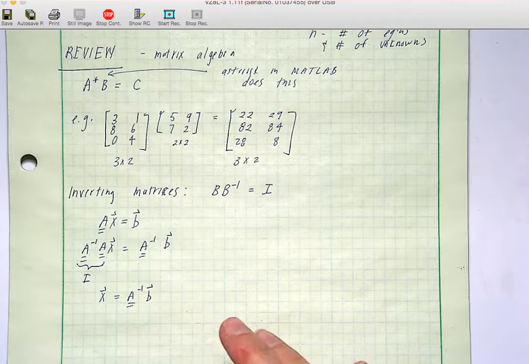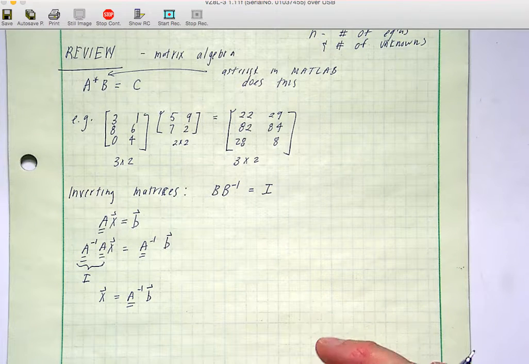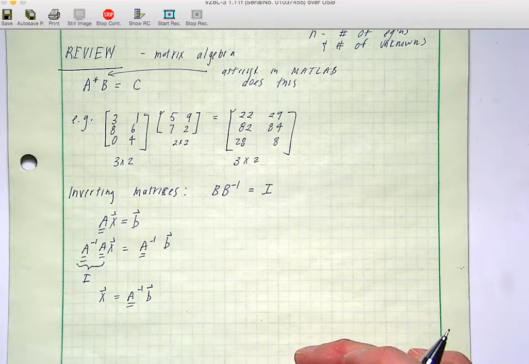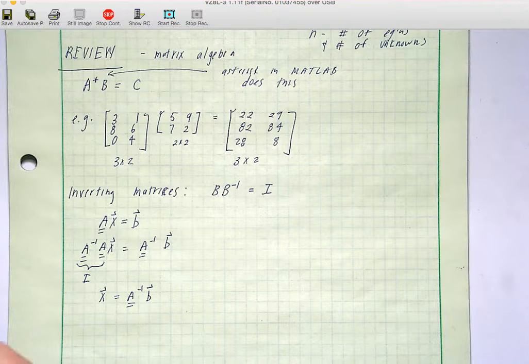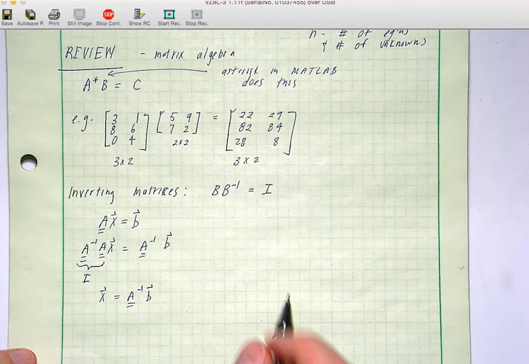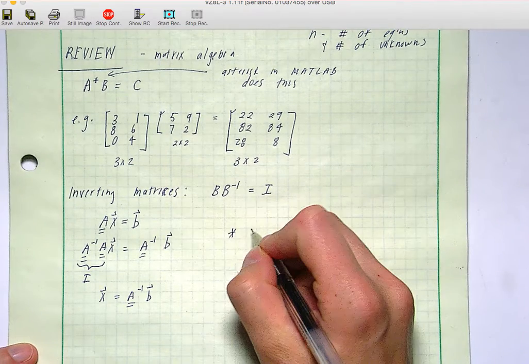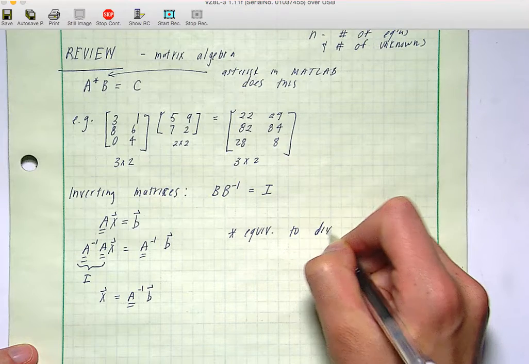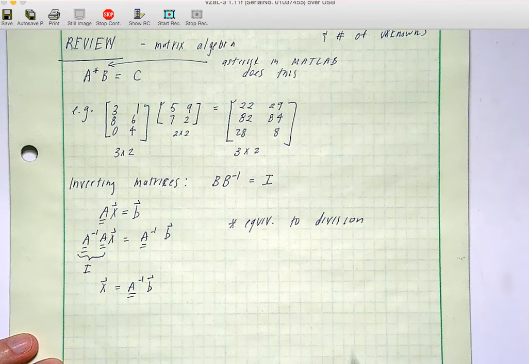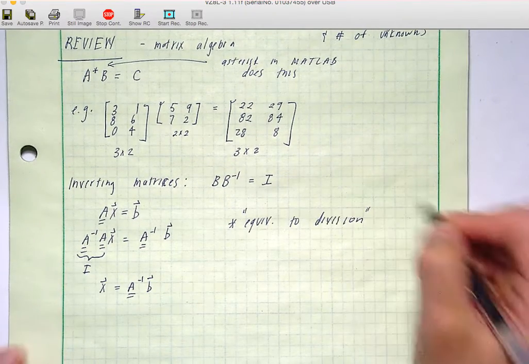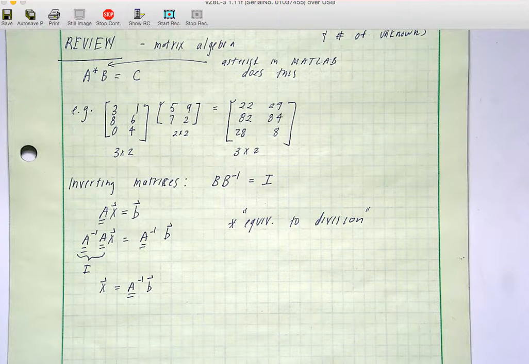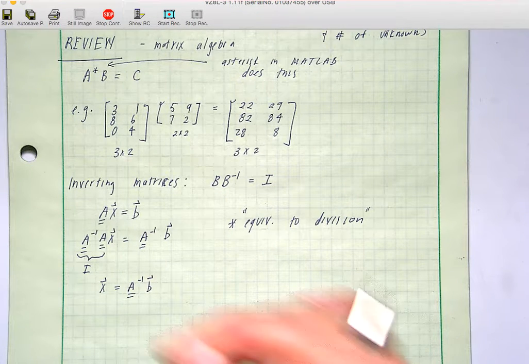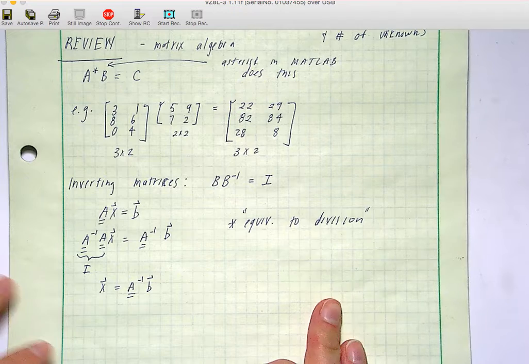You see some of this in your differential equations class once you get there, if you hadn't seen it in an algebra class previously. So this is sort of equivalent to division in scalar algebra. Those are the two things that you really have to understand in order to be able to do this.